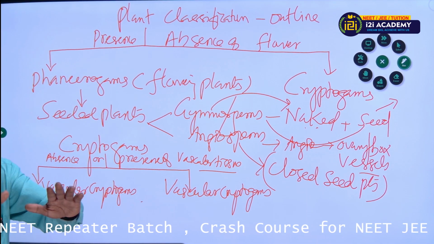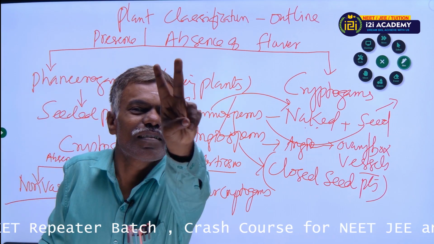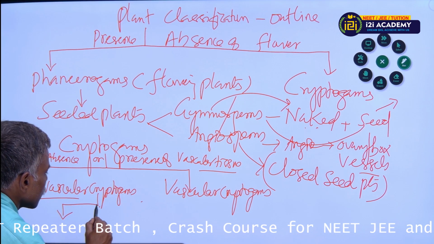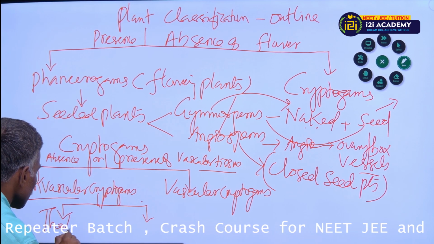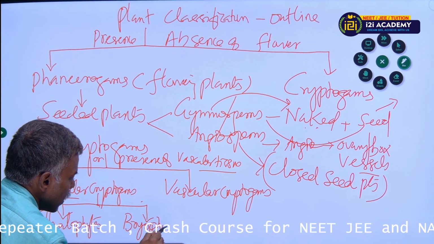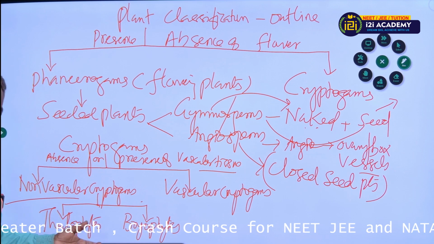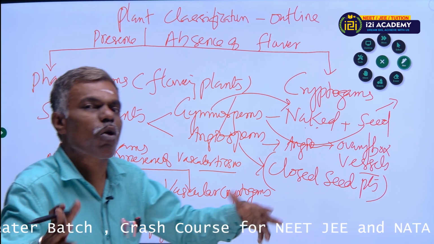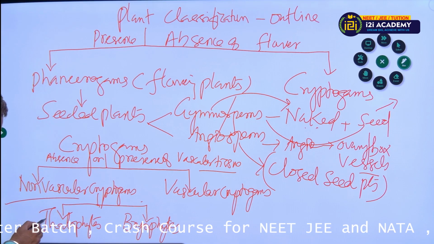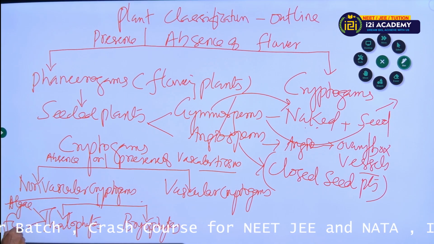Non-vascular cryptogams are again divided into two types. Thallophytes and Bryophytes are non-vascular cryptogams. Here there is no vascular tissue and there is no flower. Thallophyte is again divided into two types. One is algae, another one is fungi.